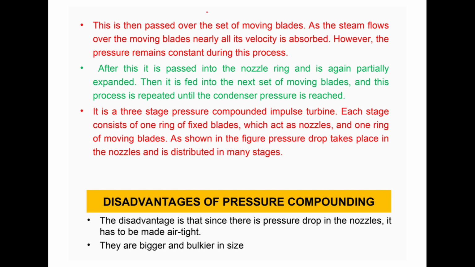Disadvantages of pressure compounding. The disadvantage is that since there is a pressure drop in the nozzle, it has to be made airtight. They are bigger and bulkier in size.